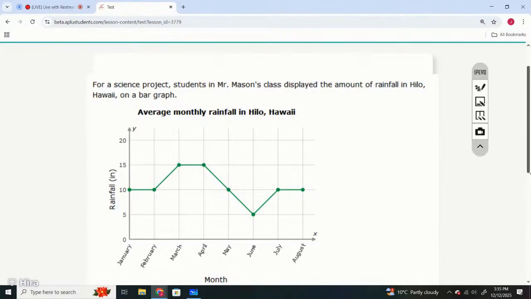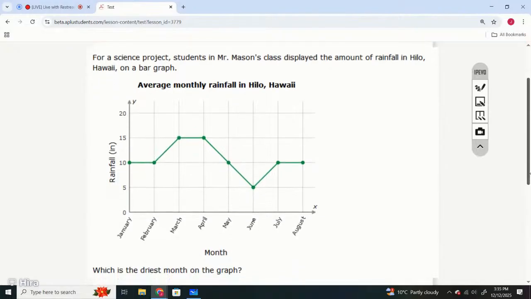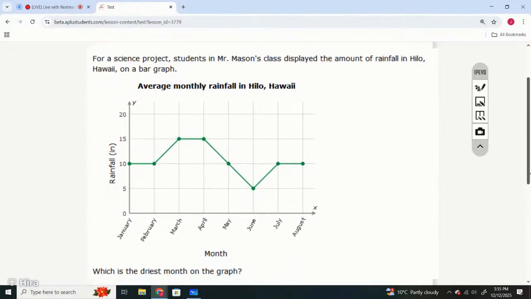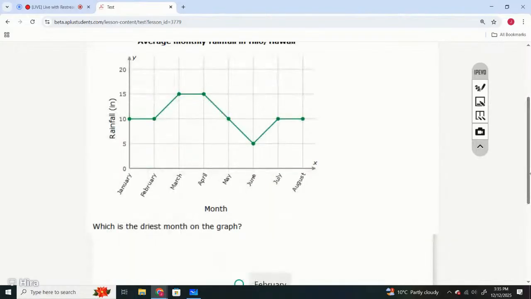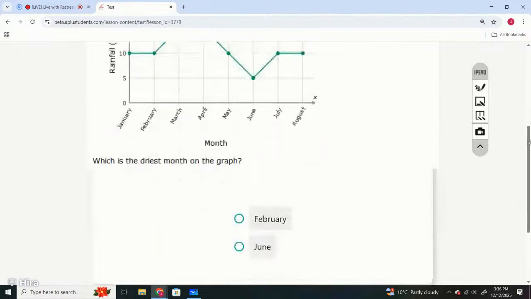For a science project, students in Mr. Mason's class displayed the amount of rainfall in Hilo, Hawaii on a bar graph. Which is the driest month on the graph? The driest month is the one in which there is the least rainfall, right? So, that was in June. The correct option is June.